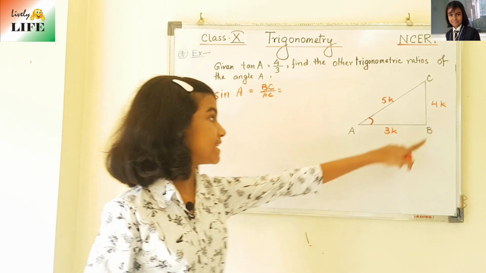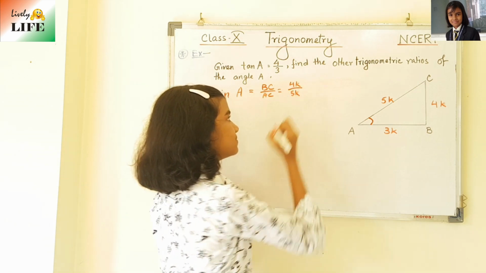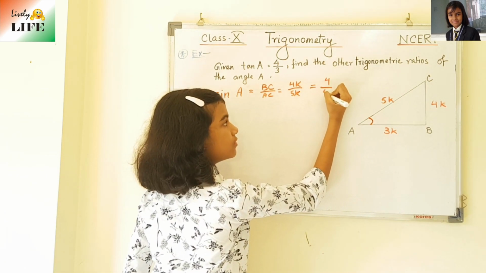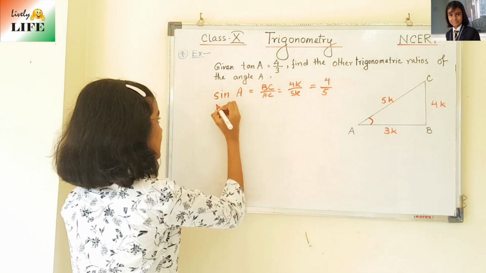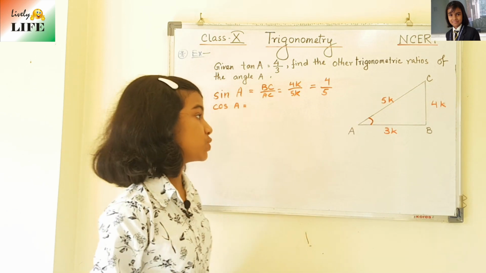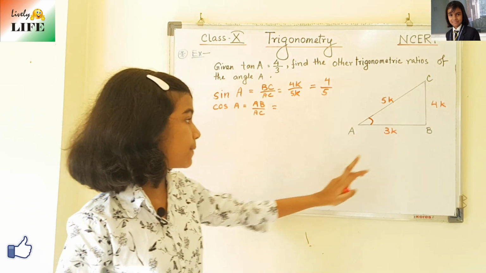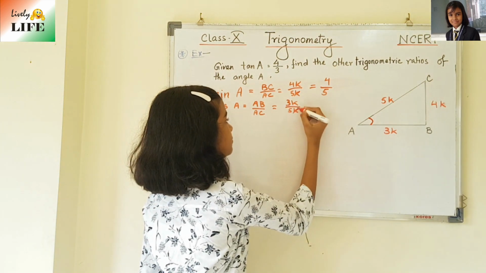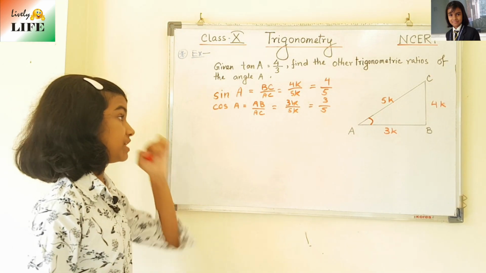What is BC by AC? BC is 4K and AC is 5K. 4K by 5K, right? K will be cut. So what remains? 4 by 5. Okay, this is sine A. Now let's move to the next one, that is cos A. What is cos A? Cos A we have learned is base by hypotenuse. Then base is AB by AC, right? What is AB? AB is 3K and AC is 5K. 3K by 5K. K will be cut again. What remains? 3 by 5. This is cos A.